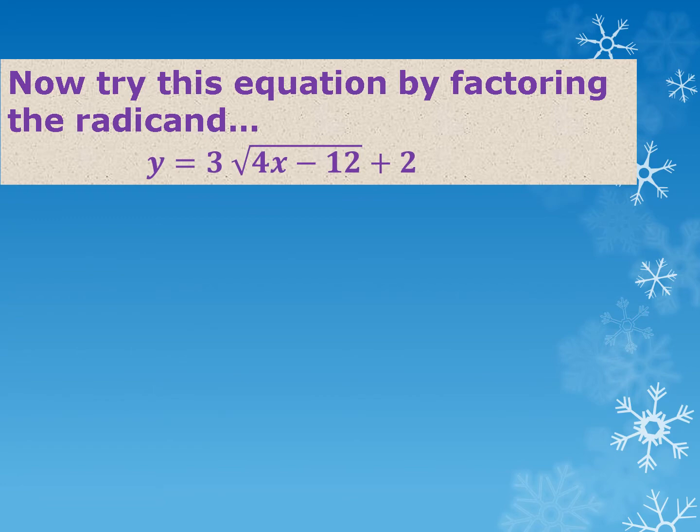Let's look at this example. It says, now try this equation by factoring the radicand. Guys, the radicand is a fancy name for the stuff underneath the radical. Okay, so the radicand is the stuff underneath the radical.